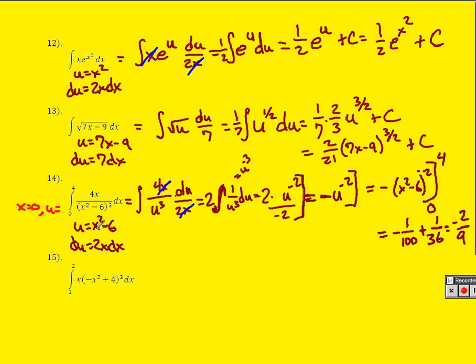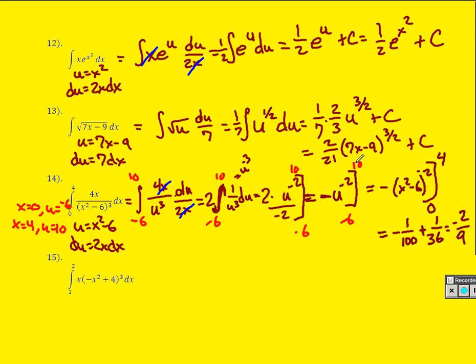When x is 0, u is going to be negative 6, so I can make this limit negative 6. Same thing here. When x equals 4, my top limit, I'm going to have 16 minus 6, so u will equal 10. So from negative 6 to 10, which is what all these limits would be the whole way.